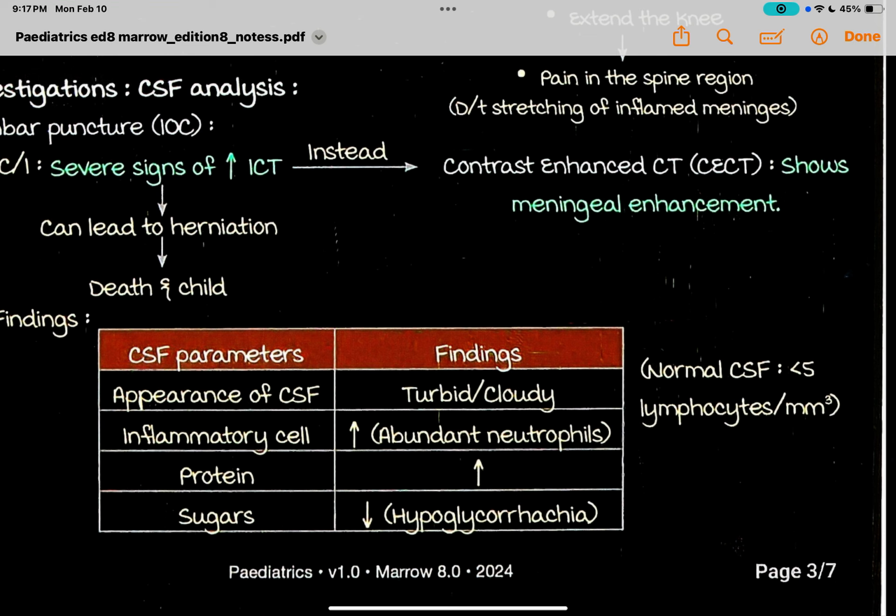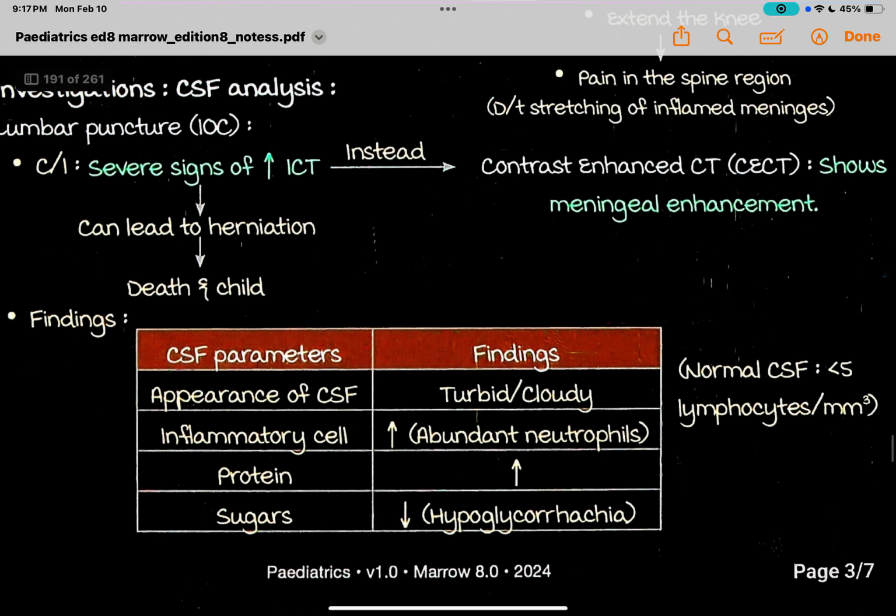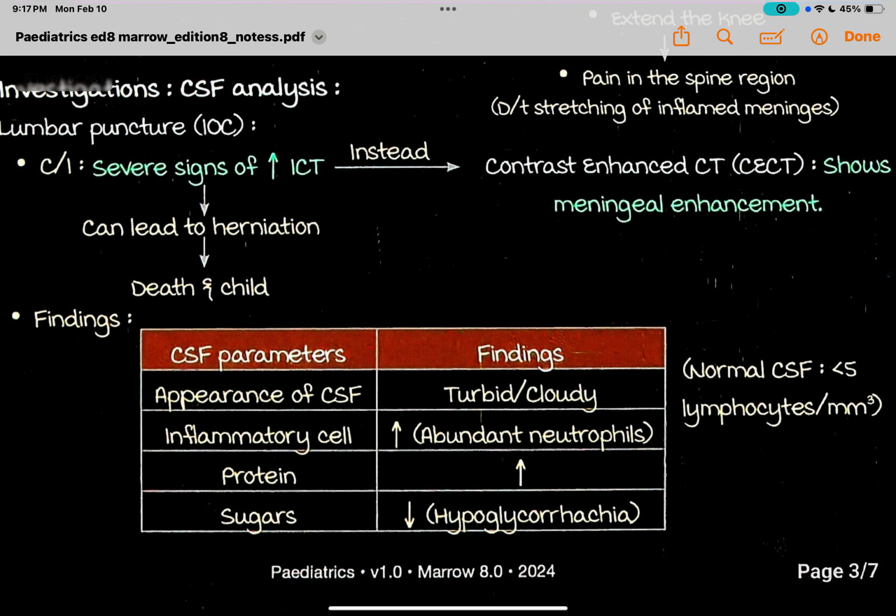There was a lady who had a severe headache for many years, and then they decided to do a lumbar puncture. While they were doing the lumbar puncture, she died on the table itself, and most probably she had increased intracranial tension. This happened in a hospital.